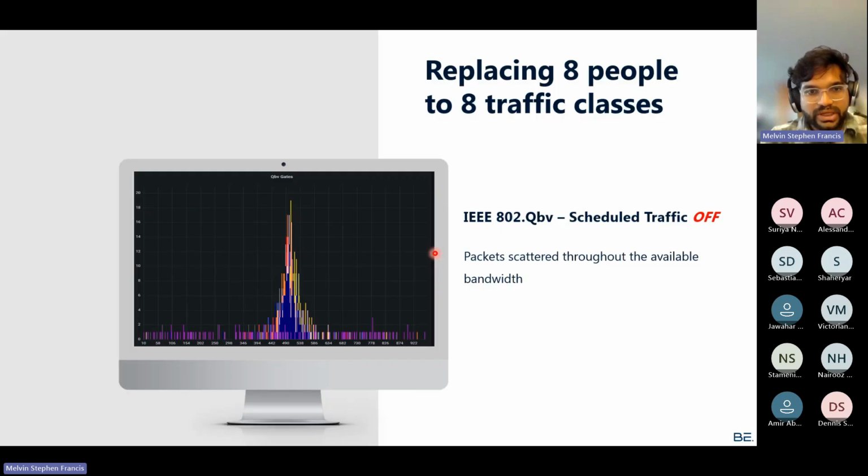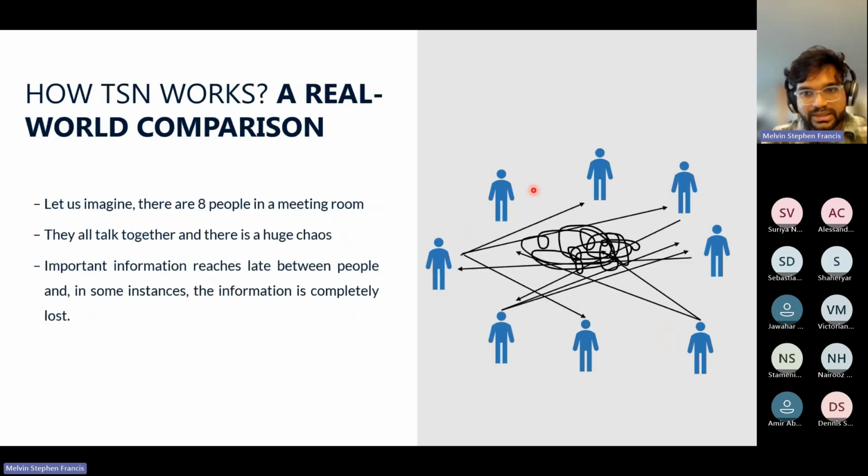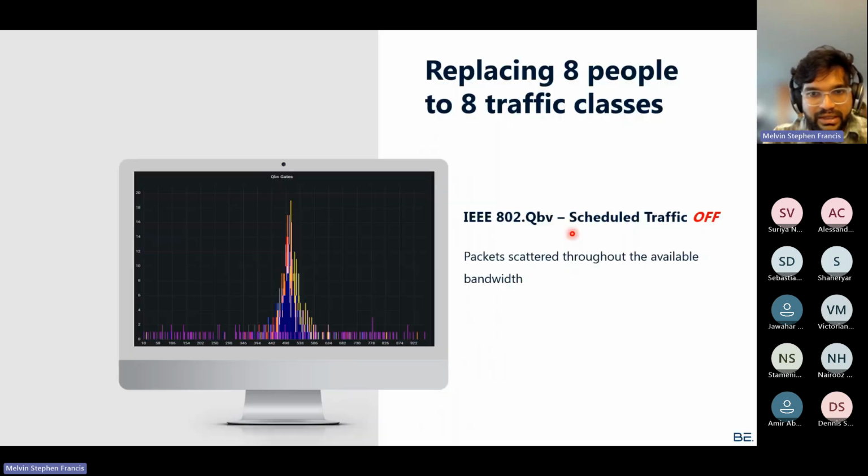So now you can see each of these traffic classes when there is no synchronization, which we saw in the earlier slide. There is a lot of confusion. You can see that everybody is talking together and there is huge chaos. Here, missing audio video data, that's a VoIP call, missing one frame is not going to kill anyone. But imagine in this chaos, if important motor control data or an important emergency switch that needs to be triggered is not delivered, then it would be a life-threatening incident. So this is what happens when 802.1Qbv scheduled traffic is off.